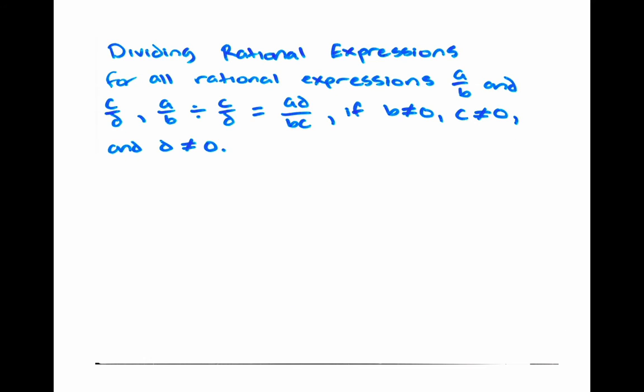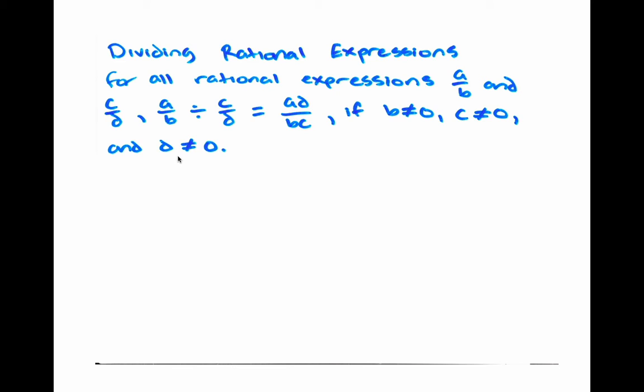So now we're going to learn about dividing rational expressions. So for all rational expressions, a over b and c over d, a over b divided by c over d is going to be equal to ad over bc if b does not equal 0, c does not equal 0, and d does not equal 0.